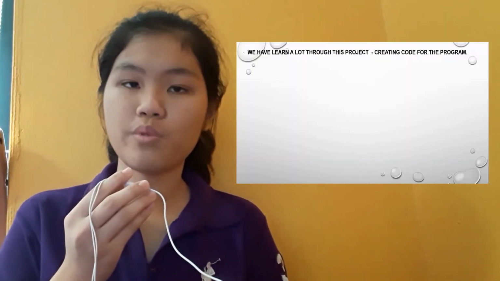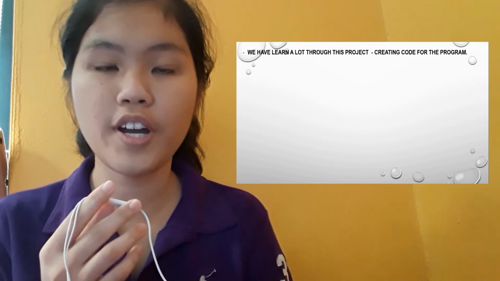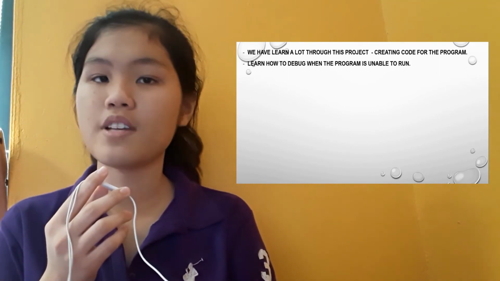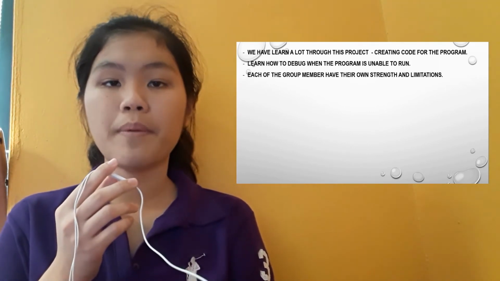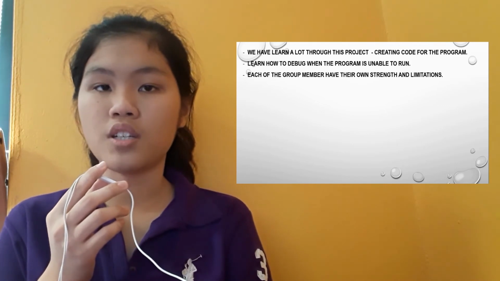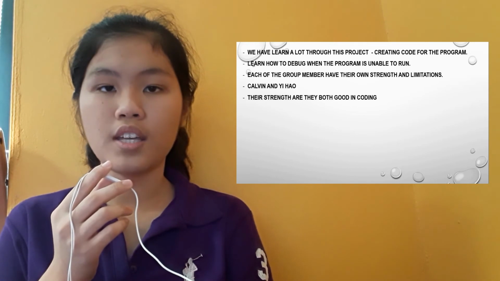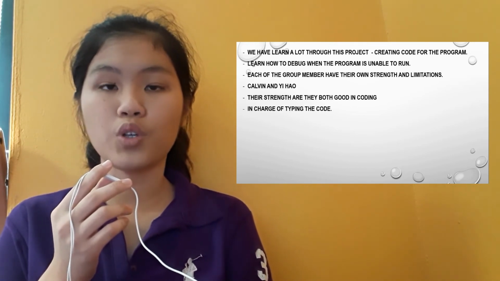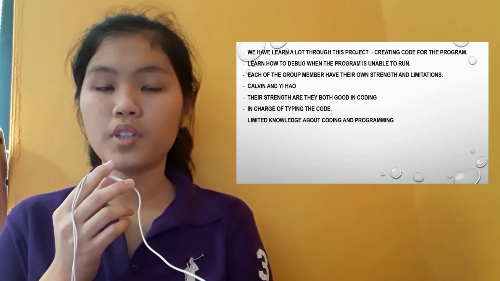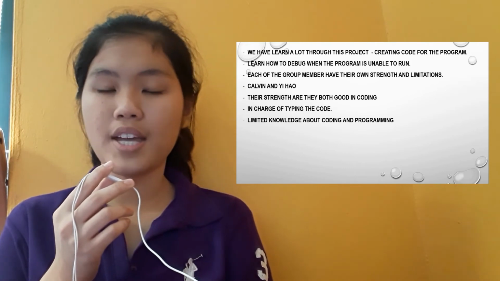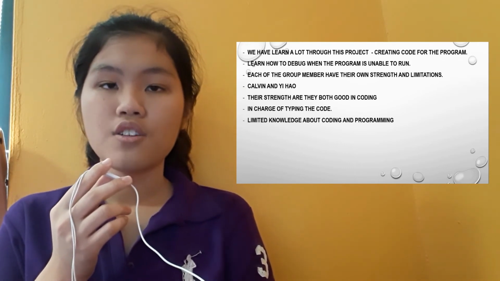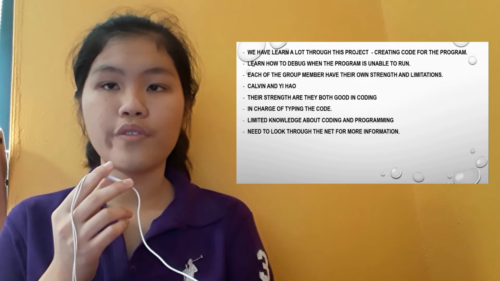I learned a lot through this project, such as creating code for a program and learning how to debug when the program is unable to run. Each group member has their own strength and limitation. For example, Kitt Yee and Yi Hao, they are both good in coding, therefore they are in charge of typing out the code. However, they have limited knowledge about coding and programming as they have less experience in it, so they need to look through the net for more information.